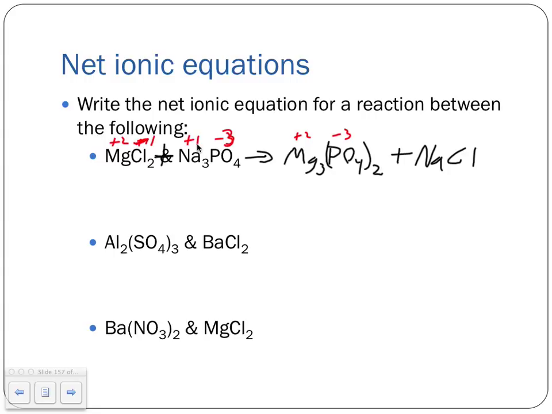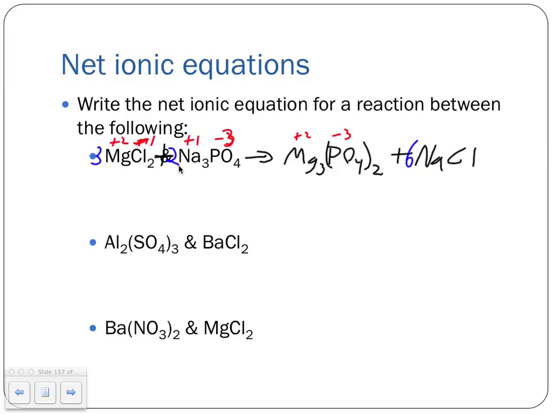Then we do have to balance the equation. Right now we have 1 magnesium on the left, 3 on the right, so we're going to put a 3 out front here. That gives us 6 chlorines, and so we're going to put a 6 out here. That gives us 6 sodiums, so we have to put a 2 out in front of this one. That gives us 2 phosphates, and we have 2 phosphates over here. So this would be our regular way we write out and balance this equation.